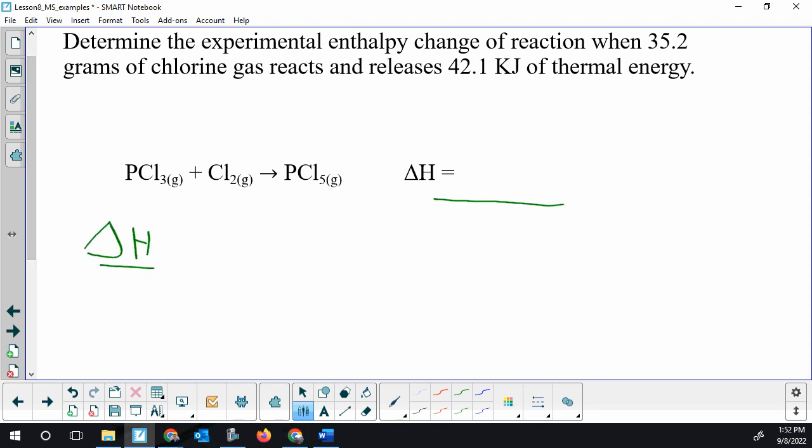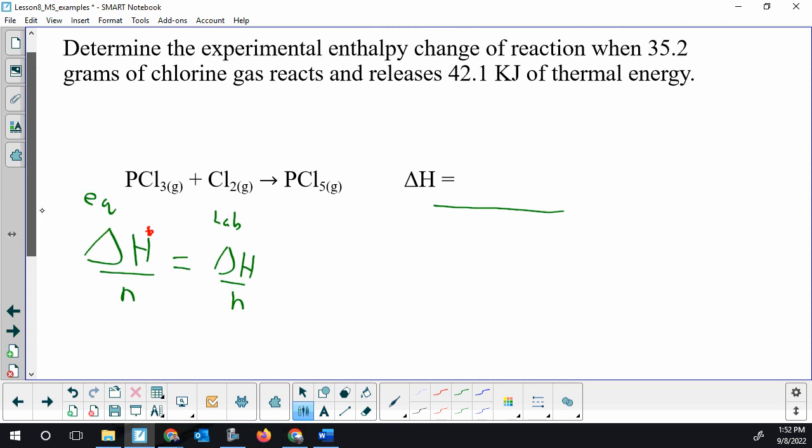Using our typical layout or strategy that's going to let us solve most of these, delta H over N for an equation is going to equal delta H over N for a question or a lab circumstance. We're actually after, for the first time that you've seen it from me, the enthalpy change for the equation. Okay. Every other time we're after the delta H on the right-hand side. So let's try to connect. So that delta H that I put a red star is that delta H for the equation.